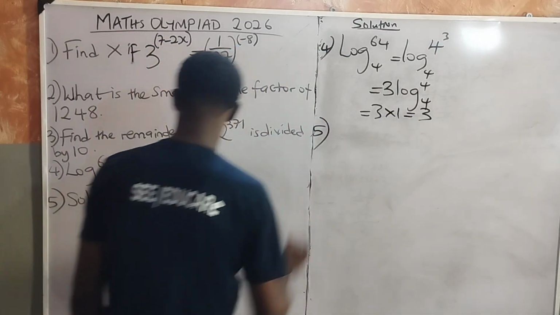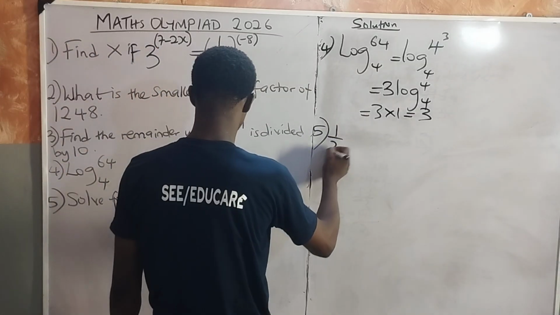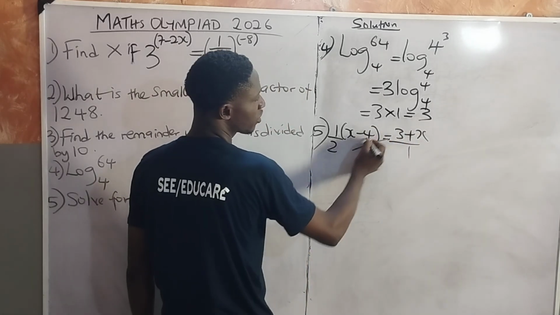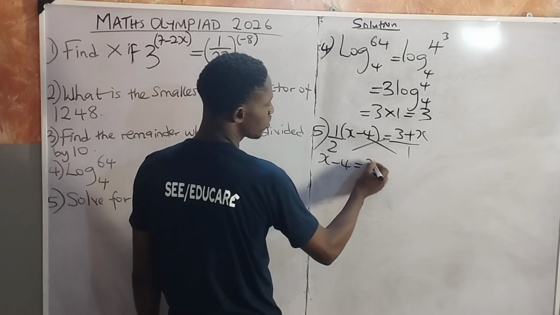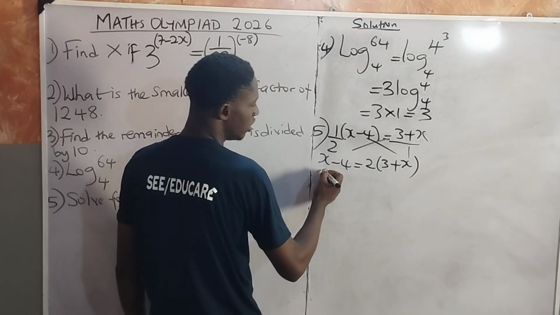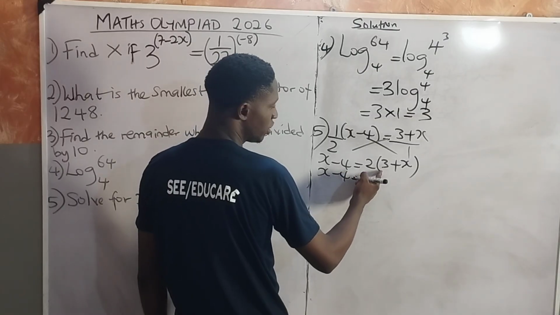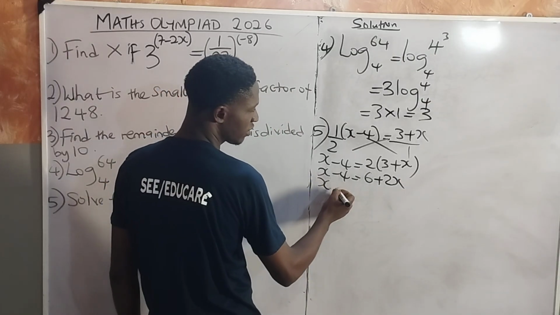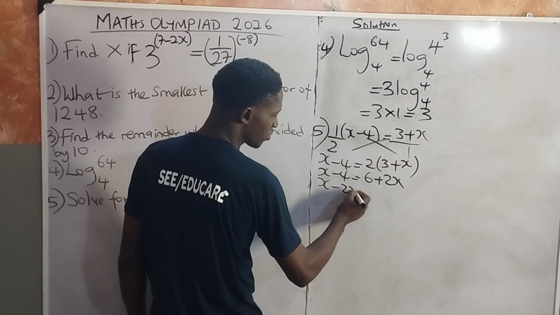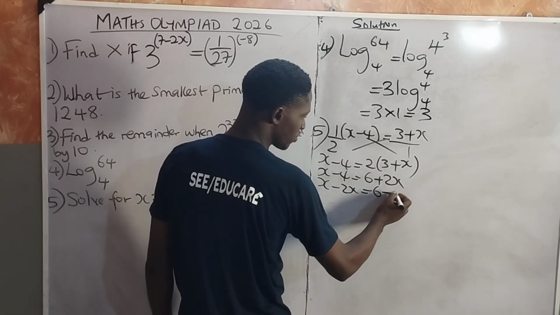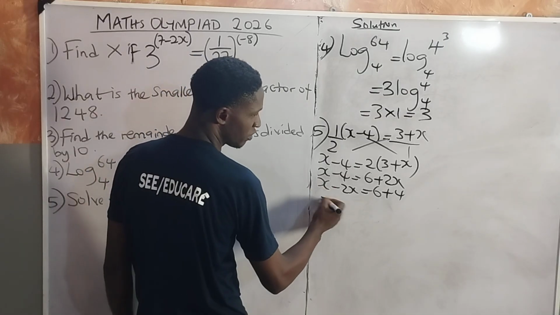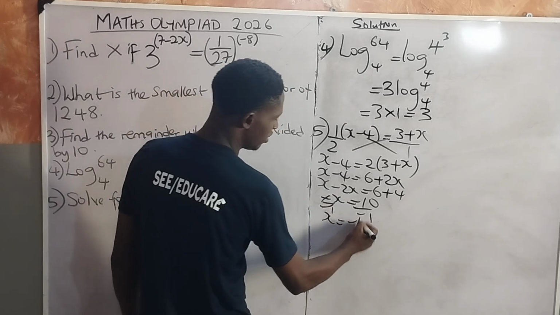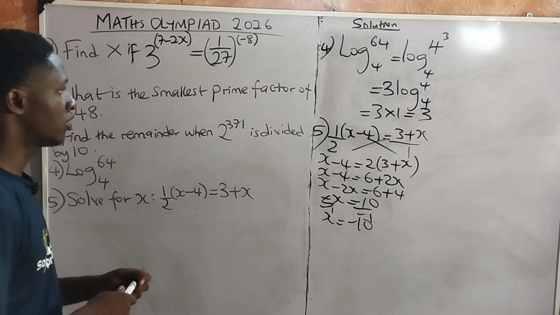So we go to number 5. Solve for x: 1 over 2 times (x minus 4) is equal to 3 plus x. This is over 1, so we can cross multiply. So we have x minus 4 is equal to 2 times (3 plus x). Then x minus 4 is equal to, opening the bracket, 2 times 3 is 6 plus 2 times x is 2x. Collect like terms: we have x minus 2x is equal to 6. When minus 4 comes here, it is plus 4. x minus 2x is minus x is equal to 10. Then dividing by minus 1, our x is minus 10.